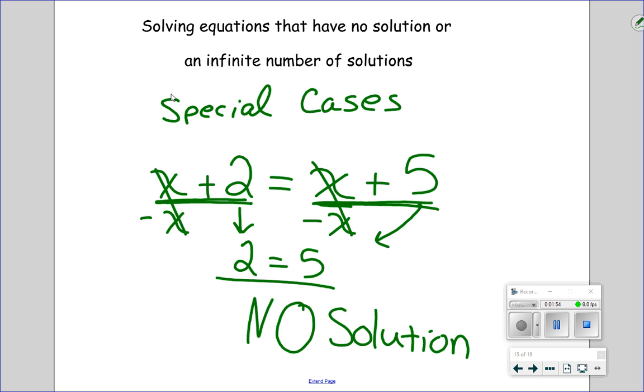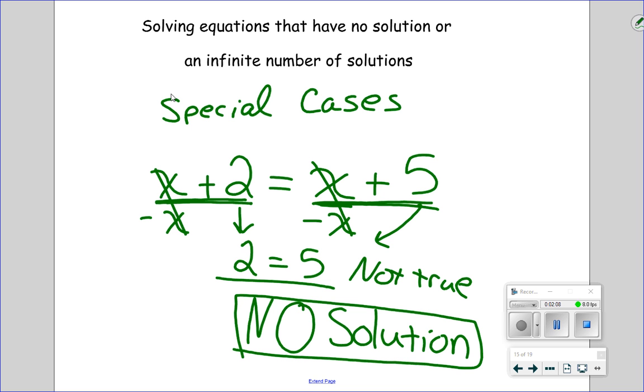And I get this strange thing that says 2 equals 5. And since 2 does not equal 5, it's not a true statement, it's not a true equation, our answer is no solution. Another way of writing no solution is, it looks like a 0 with a line through it. That's like an abbreviation for no solution.